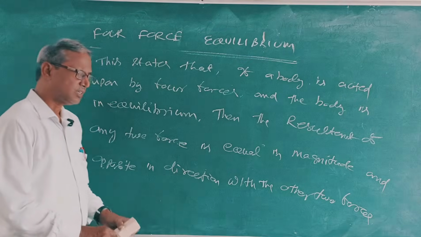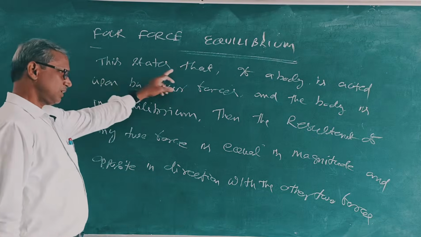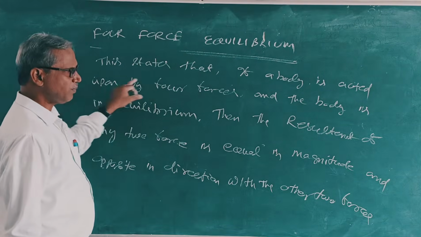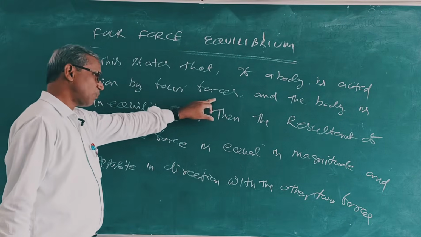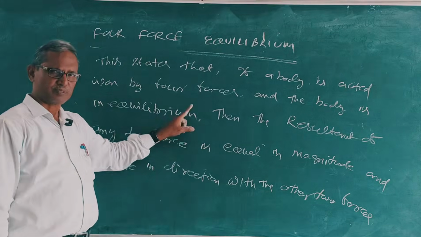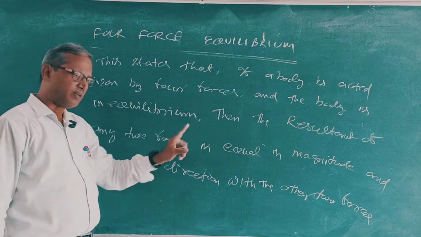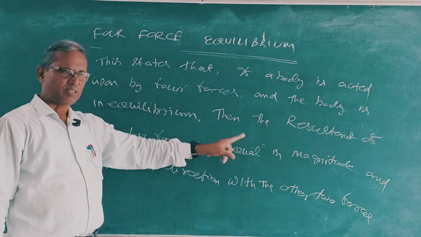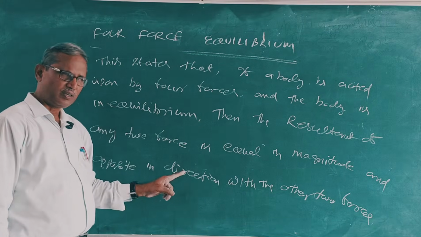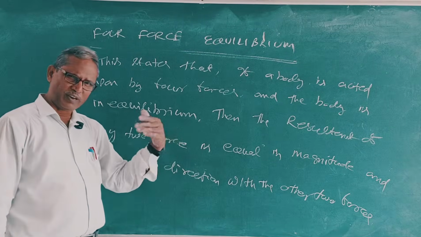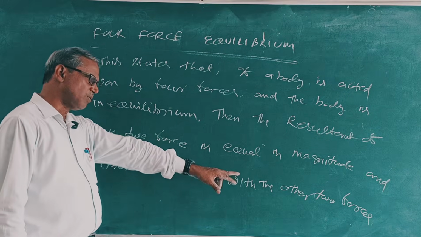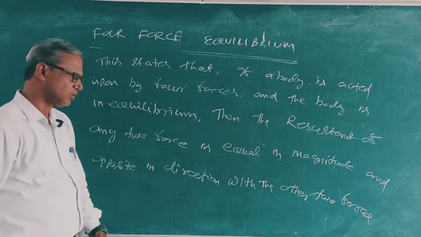Clear? This states that if a body is acted upon by four forces and the body is in equilibrium, then the resultant of any two forces is equal and opposite, which means equal in magnitude and opposite in direction, to the resultant of the other two forces.